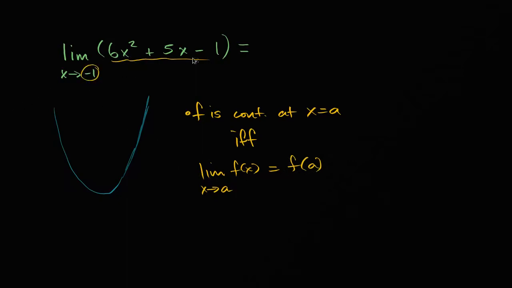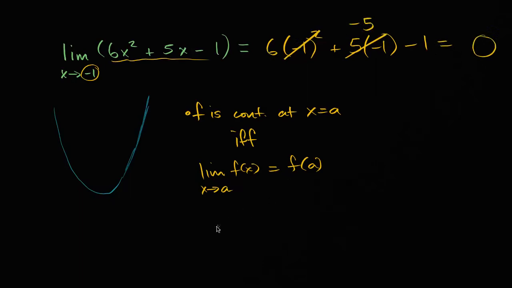So all I have to do is evaluate this at negative 1. This is going to be 6 times negative 1 squared plus 5 times negative 1 minus 1. So that's just 1. This is negative 5. So it's 6 minus 5 minus 1, which is equal to 0. And we are done.